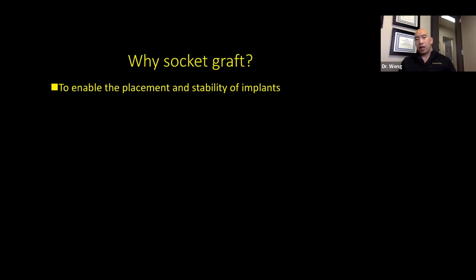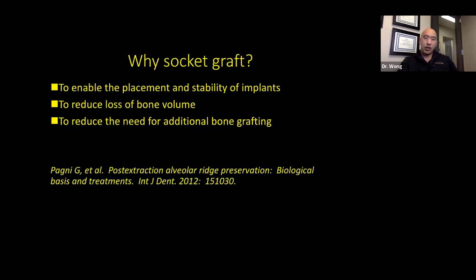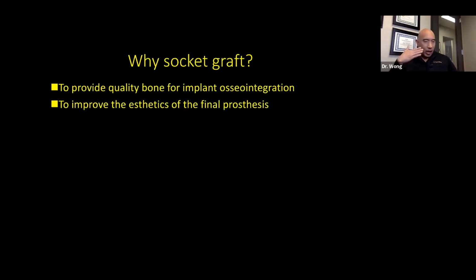So the bottom line to why we socket graft is that we want to enable the placement and stability for our future implants. We want to reduce the bone loss. We want to reduce the need for additional bone grafting, like ridge augmentations, like I mentioned just now. We want to provide quality bone, because remember, we don't want that socket filled in with a bunch of connective tissue and scar tissue. We want it to look good, and it can't look good if we have a labial concavity and a loss of soft tissue on top of that.